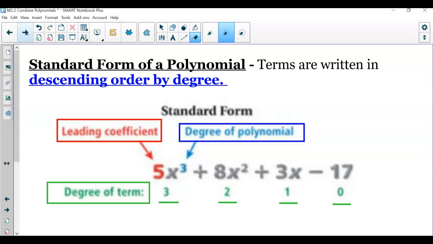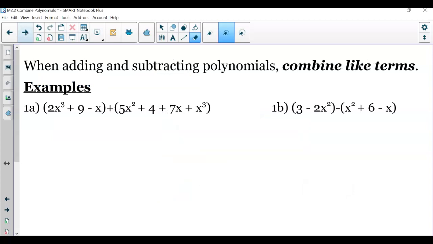And then notice how the degree, or exponent, of each of our variables is decreasing. So it's in descending order, going from 3 to 1 and then last to that negative 17, which has a degree of 0. In this case, too, our leading coefficient is always with the first term. So we have coefficients here, but the leading coefficient is 5. Keep that in mind when we're writing our problems and writing our final answer in that standard form.